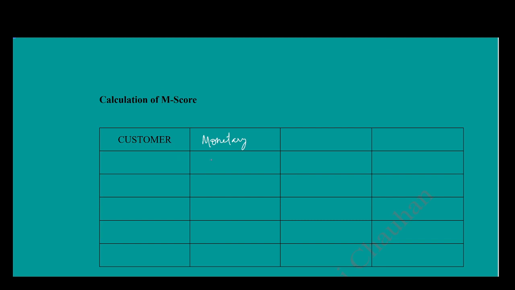So customer C5 spent 7,000 rupees. Then C3 spent 3,600, and then C2 spent 2,500, and then C1 1,600, and then C4 1,000 rupees.